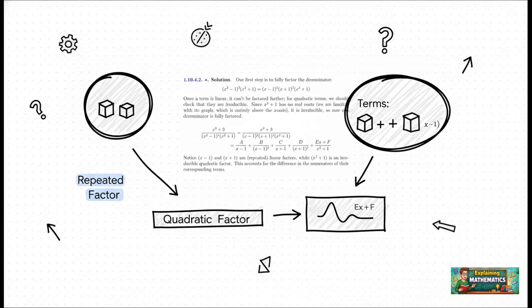If you have a repeated factor, say x minus 1 squared, you actually need a fraction for each power. So you'd have one for x minus 1 and another for x minus 1 squared. And if you have one of those quadratic factors you can't break down, the numerator isn't just a simple number anymore. It has to be a linear term, like ex plus f.